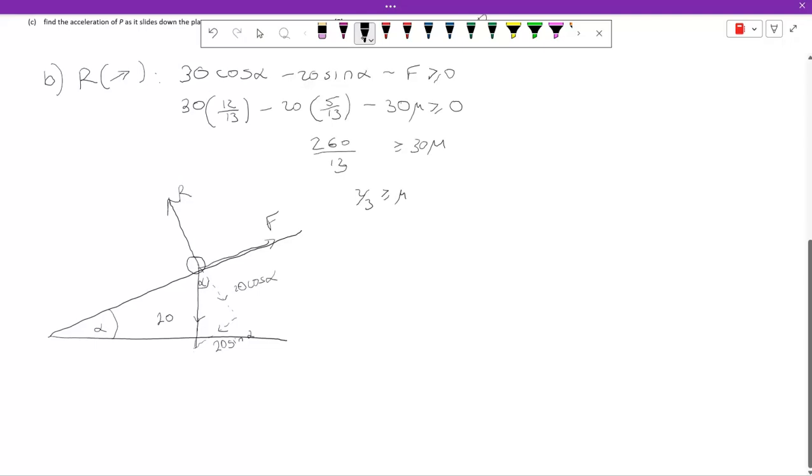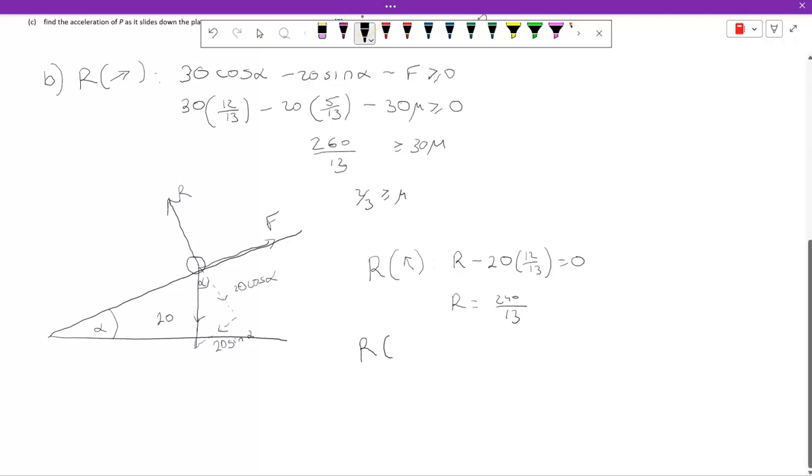We've got F going up the slope and R going perpendicular, right? So if we resolve perpendicular to the slope first, this will enable us to find out what R is. So we've got R going perpendicular to the slope, we've got 20 cos alpha, but cos alpha we know was 12 over 13. And that's equal to 0, so R is equal to 240 over 13.